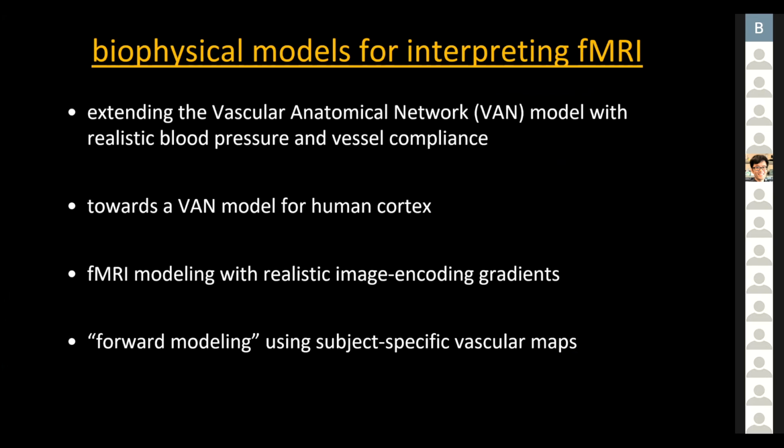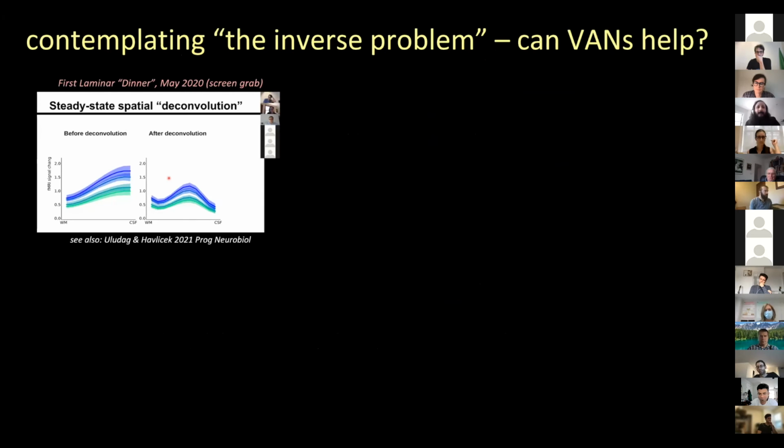Okay, so to recap, I've shown you how we've extended the VAN modeling framework, how we're moving towards a VAN model for humans. We've been incorporating realistic image encoding gradients, and we're also applying a forward modeling approach using subject-specific vascular maps. Now, the so-called inverse problem is the term that I've heard several times that refers to relating the measured fMRI signals back to neural activity, similar to methods for deconvolving or calibrating the fMRI data.